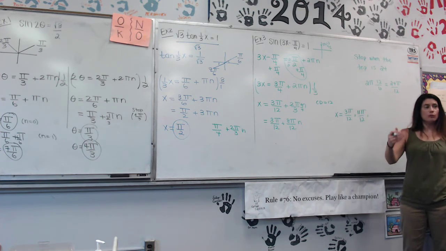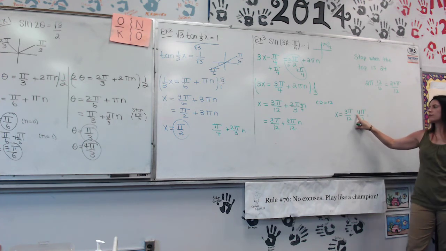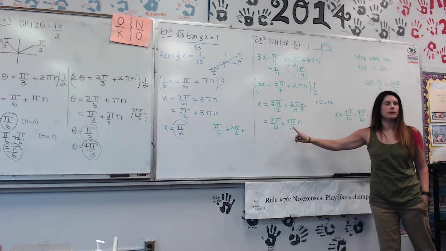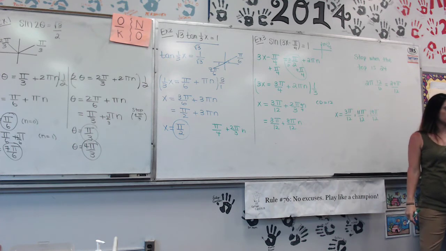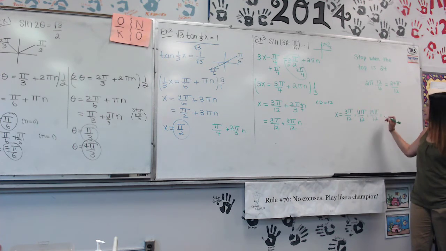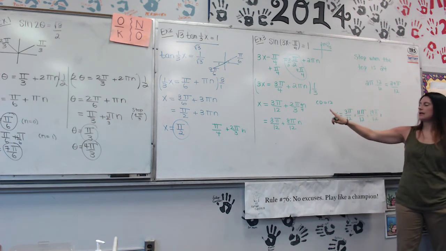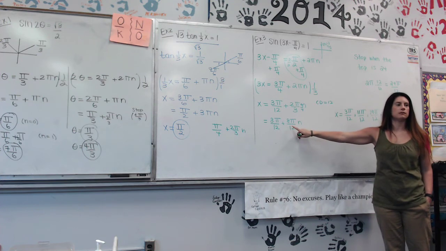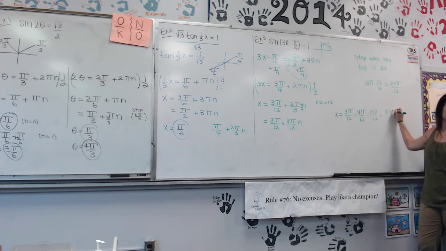Now if n is 2, you have to add again. So what you do is you take the previous answer, 11 pi over 12, and you add 8 to it. 11 and 8 is 19 pi over 12. How am I doing? And then you have to add more. So if I add more, I take 19 and 8. How much is 19 and 8? Can you do that in your head? 27. Hold on a second. 27 pi over 12.